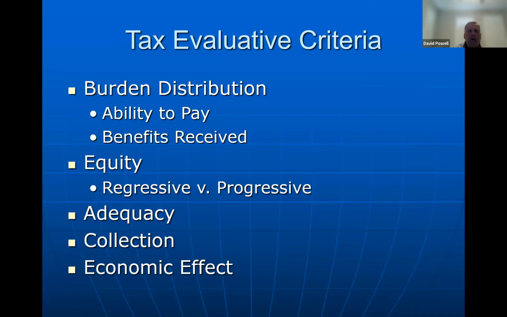The three main forms of taxation we focus on in this class are property taxes, income taxes, and consumption-based taxes, most notably the sales tax. So we're comparing between those three different types of taxes. There are 5 criteria that we can use to choose between those tax sources. The first criterion is very simply burden distribution.